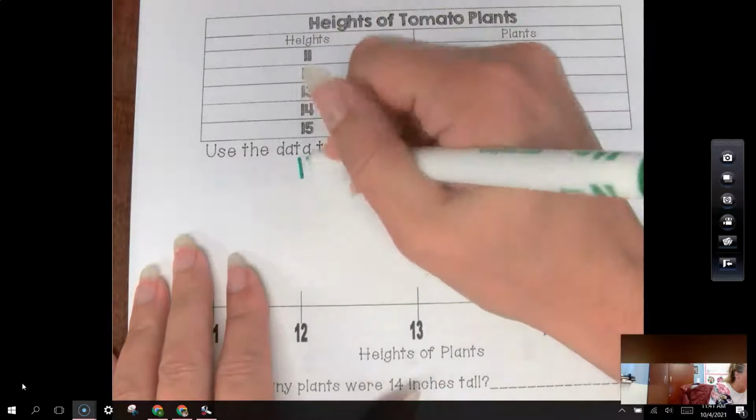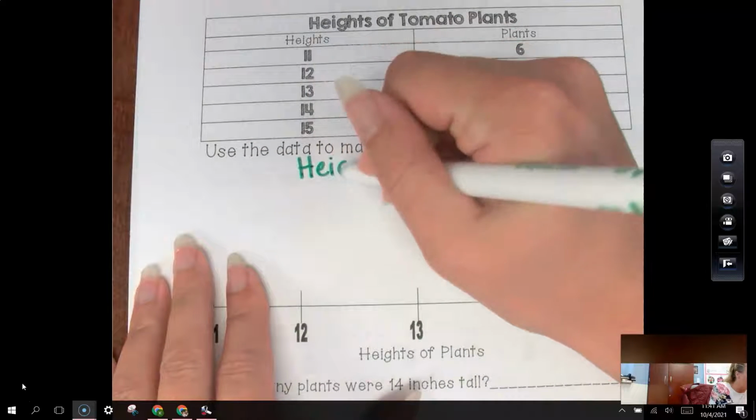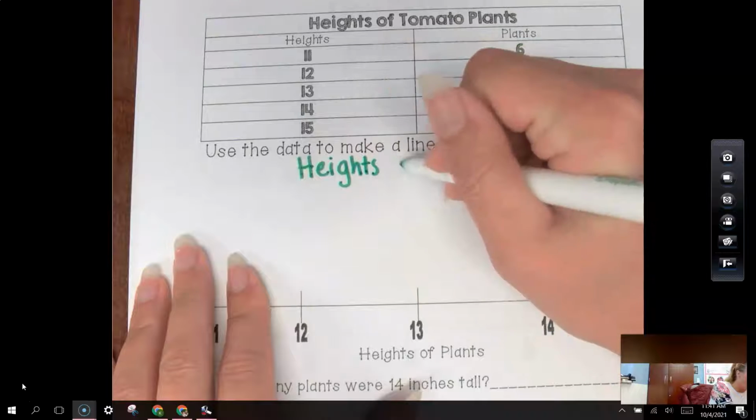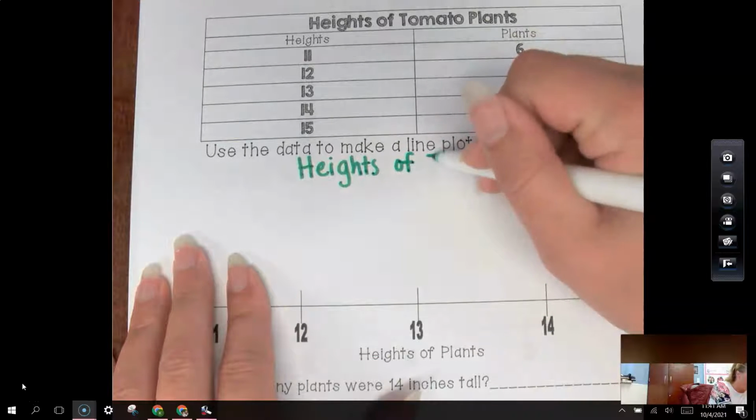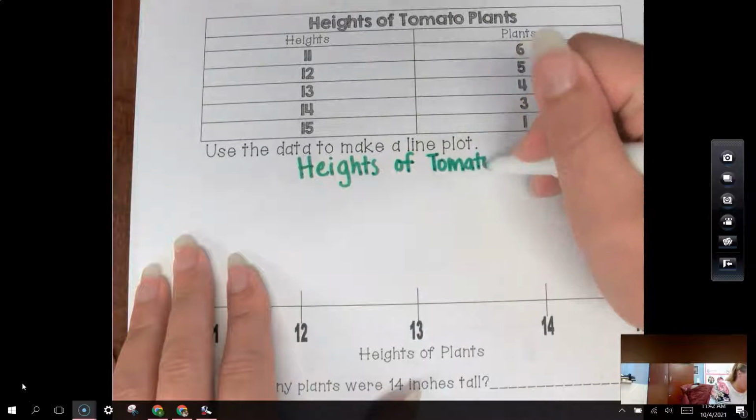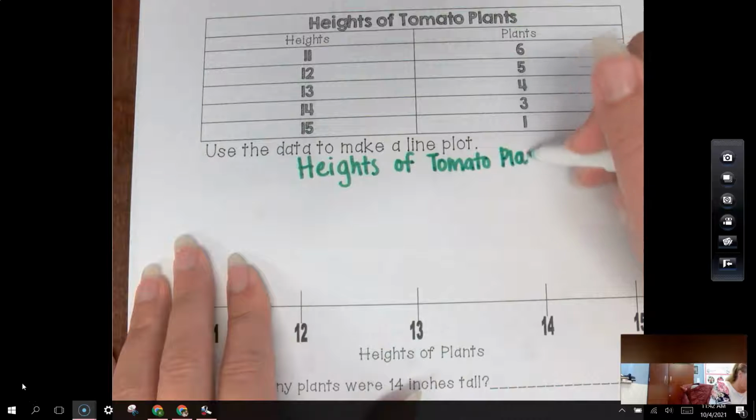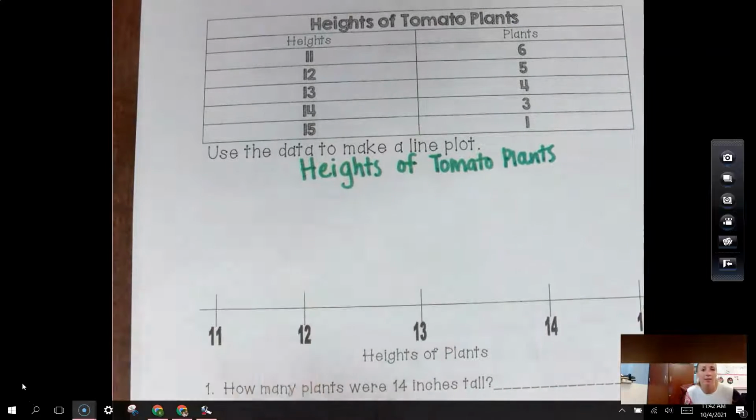So please write in heights of tomato plants. If you need to pause the video to get caught up, pause it, and when you're ready, press play. So once we have written our title, we can cross it off.